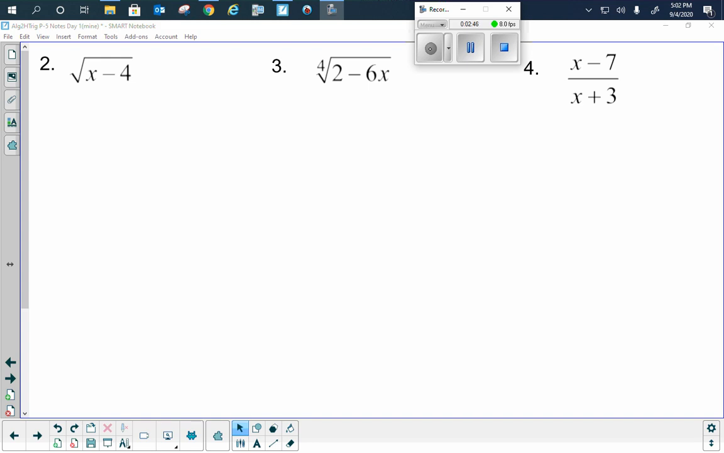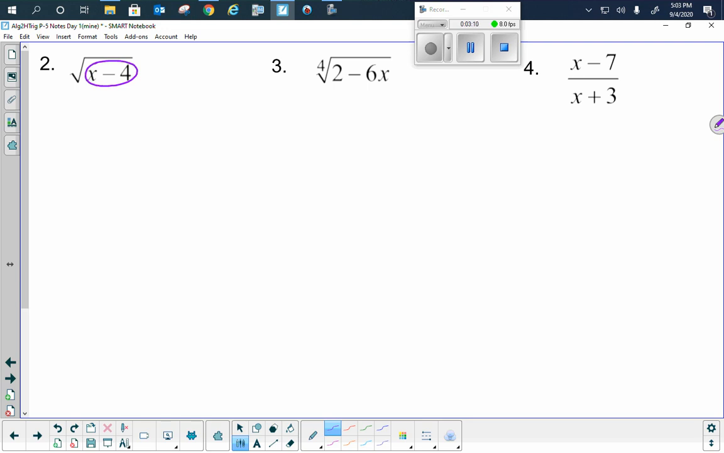All right, so number 2, we're taking the square root of something. If you think of this as the square root of something, and the something is whatever's under here, don't you agree that the square root has to be the square root of something positive? That something has to be positive. You can't take the square root of a negative number. No even roots of negative numbers.